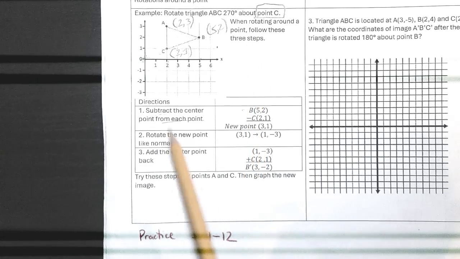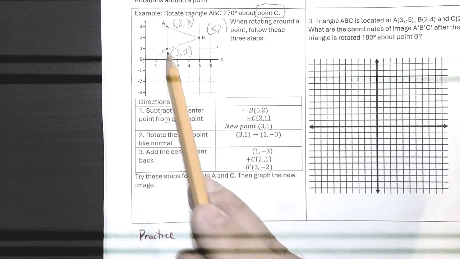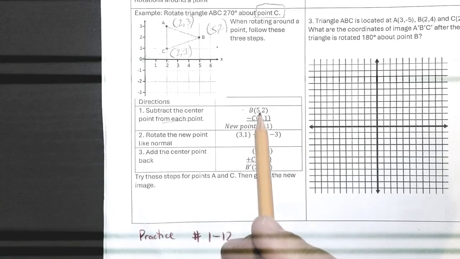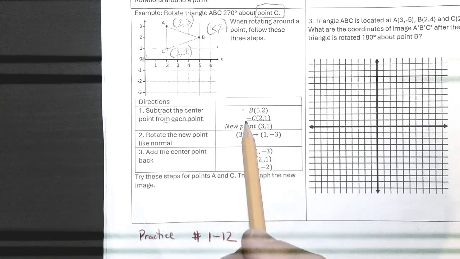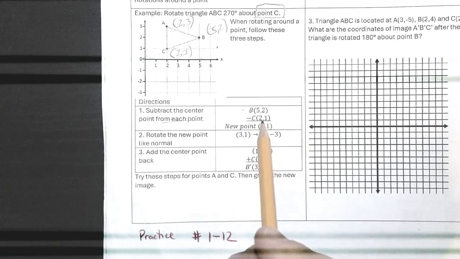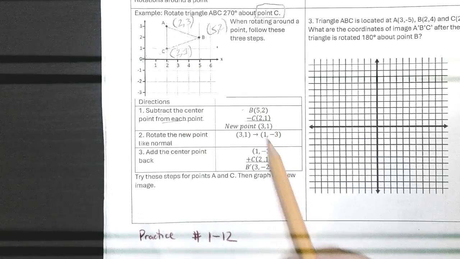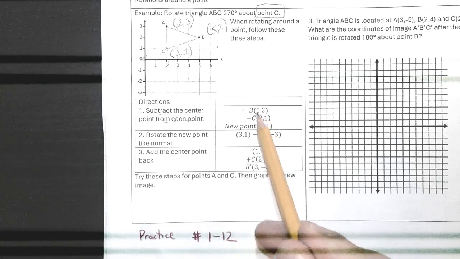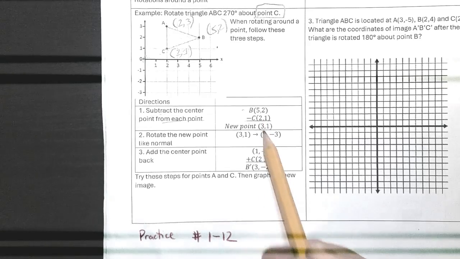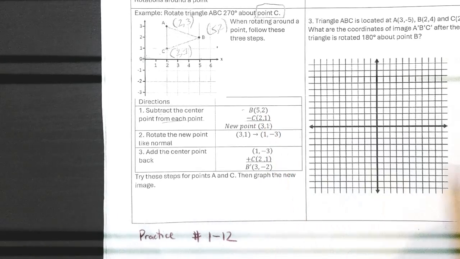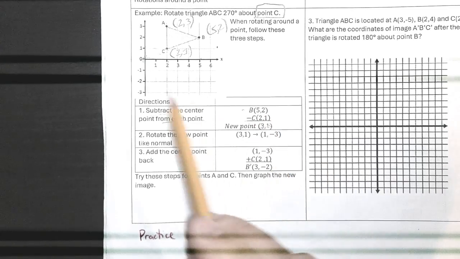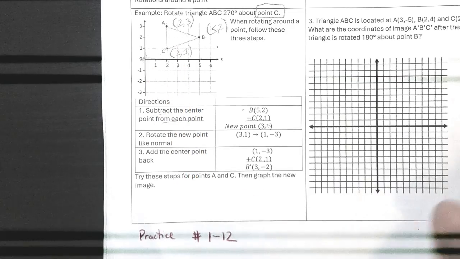We're going to subtract point C because that's the one we're rotating. So B is 5, 2. We're subtracting point C, so you just write it as it is, 2, 1. And you subtract down just like first grade, 1 digit. 5 minus 2 is 3. 2 minus 1 is 1. So this is our new point after we've adjusted our origin.